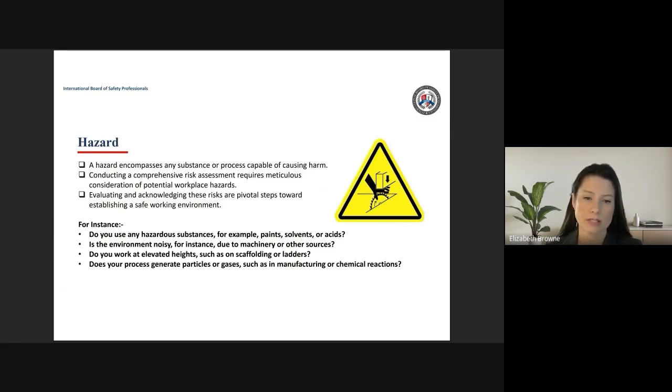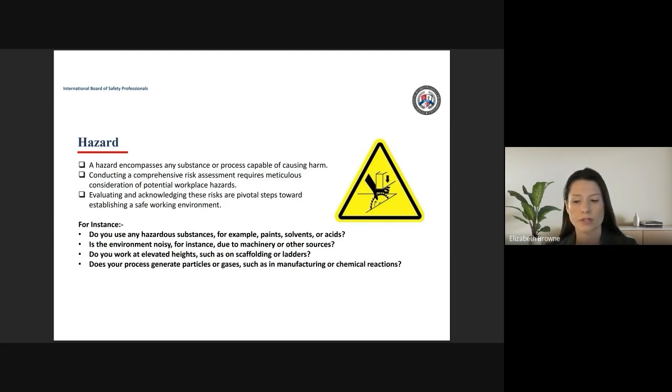Also, does the process generate any type of airborne substance that an employee could breathe in, such as dust particles, gases? There might be chemical reactions that occur, like a very common one is with welding. Welding fumes can have toxic substances in them. For example, hexavalent chromium is a substance that occurs when welding is performed on stainless steel.